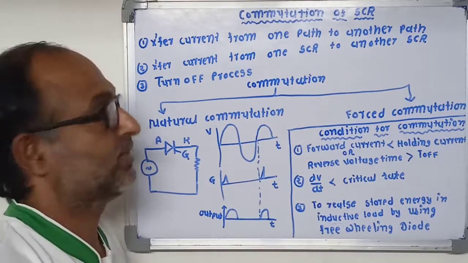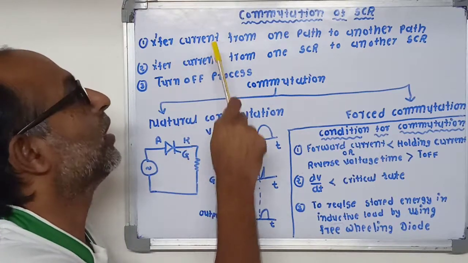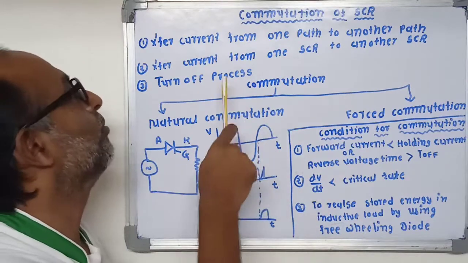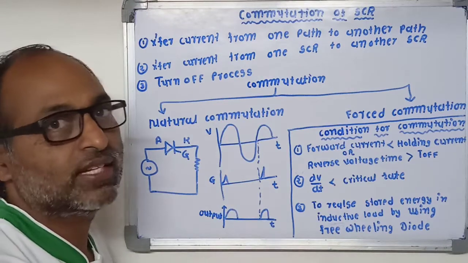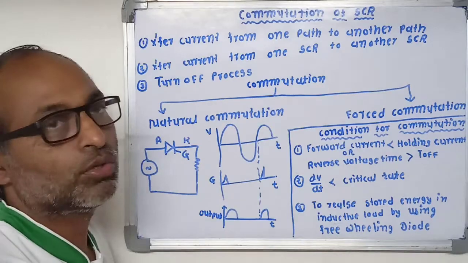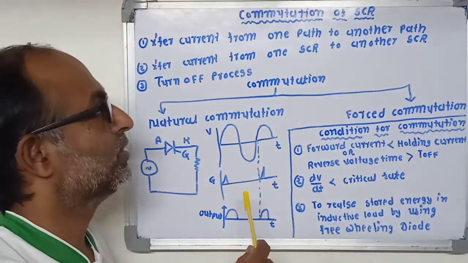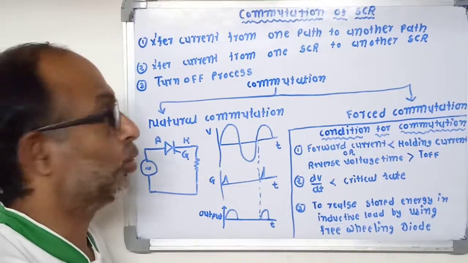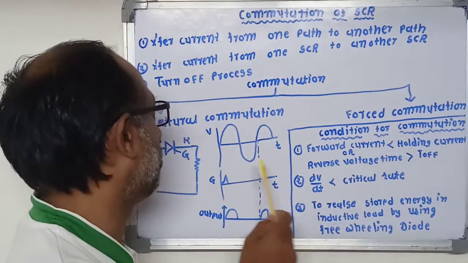Commutation of SCR. Commutation is a process to transfer current from one path to another path. Similarly, commutation of SCR means to transfer current from one SCR to another SCR. The turn-off process is also called commutation of the SCR. The commutation methods for SCRs are mainly classified into two types. First, natural commutation. Second, forced commutation.